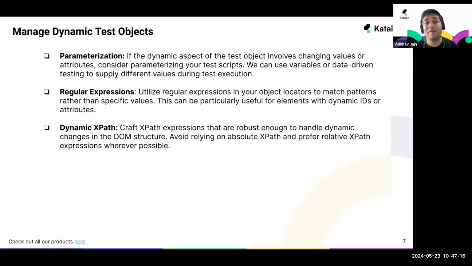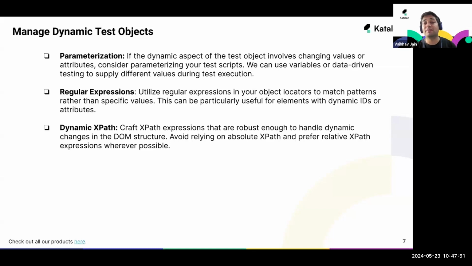Second option, we can use a regular expression. If we know that when we are working with a particular attribute, some part is static and some part is dynamic, to handle such a scenario we can create a regular expression, a kind of matching pattern, where it will not check for the specific value but will check for the matching pattern to identify the objects. It will help us to handle the dynamic object very effectively.